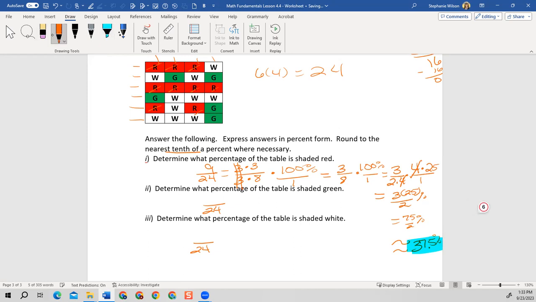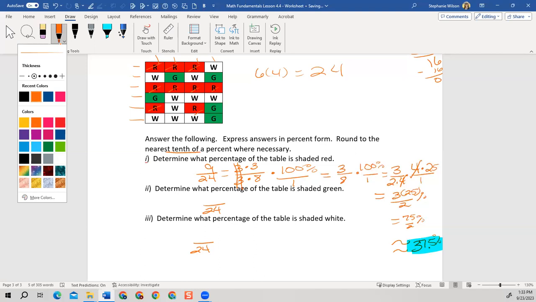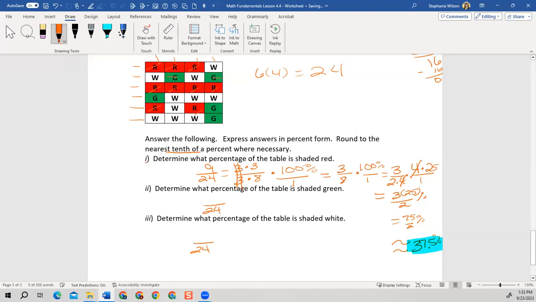It says determine what percentage of the table is shaded green. So I got 1, 2, 3, 4, 5. And I'm going to multiply this by 100%. And 5 is prime, and it will not go into 24. So I'm going to see if there's a number in 24 that will go into 100. Well, I know 4 will. Right? So now I got 5 times that 100. I'm doing an extra step. You do not have to do this extra step. Over 4 times 6. 4 goes into itself once, goes into 100 25 times.